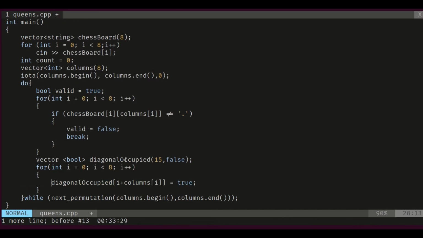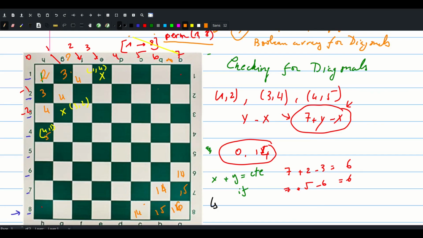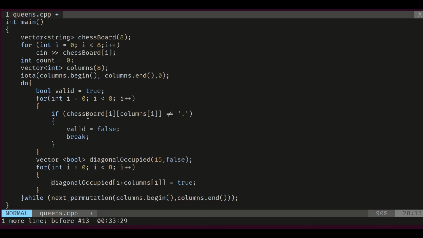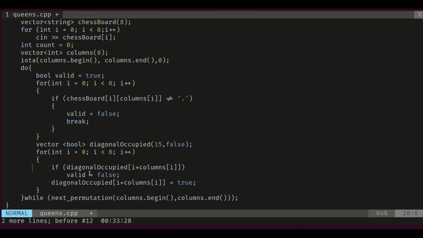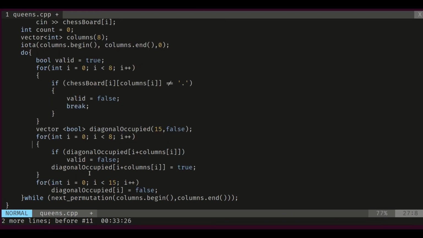So this first check is for the diagonals going from right to left, I mean these diagonals, these ones. And for these, as we said, we just have to check for x plus y, and that's what we're doing here. So we check that the diagonal has not been used before, and if it has been used before, we just state that this permutation is not valid, and then we set the actual diagonal as used. We put true here.